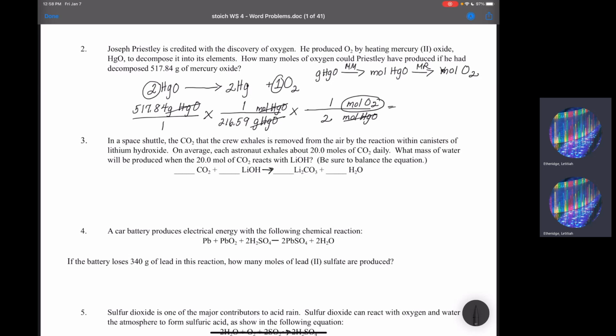So you would take 517.84 divided by 216.59 and then divided by 2, and that should give you an answer of 1.1954 mole of oxygen. And that is the answer to number 2. So hopefully that was helpful.